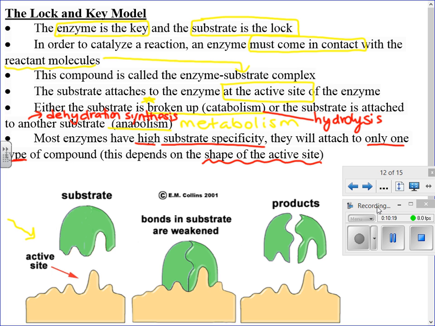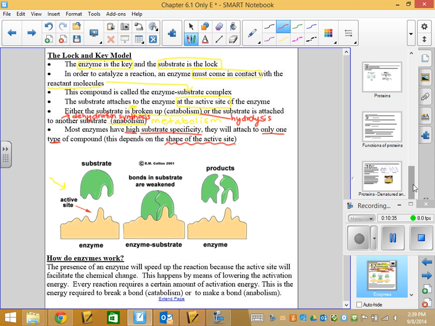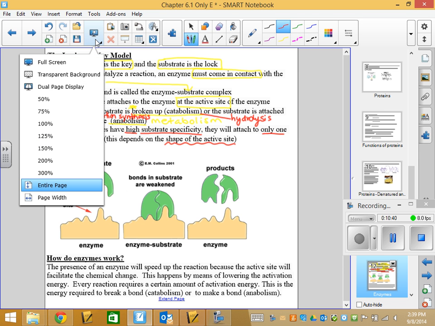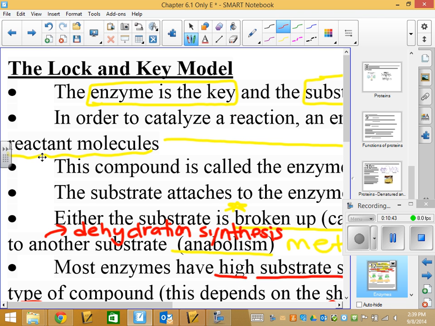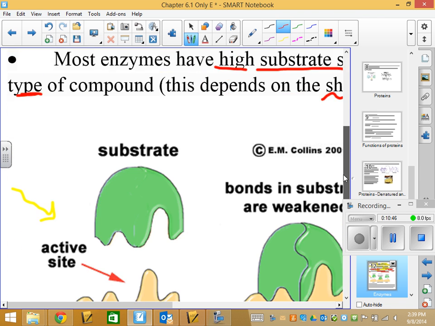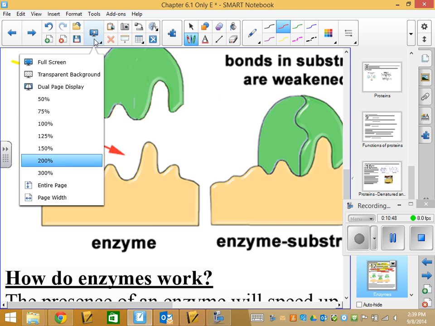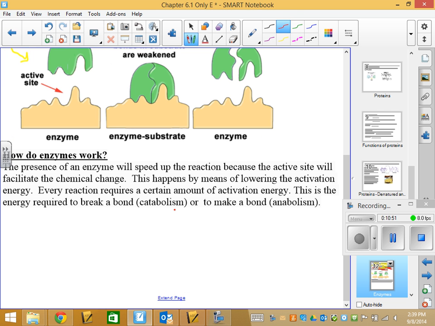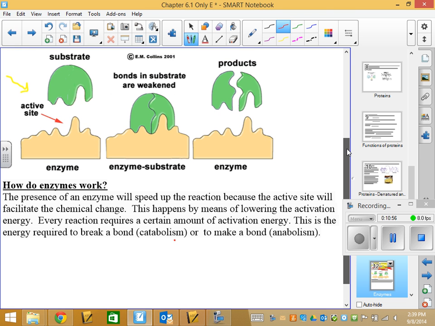Does anyone have any questions they'd like to ask about any of that information? So what I'd like to do next is show you what actually happens when those two things are attached to each other. We know that either they're going to be broken up or they're going to be put together, but we need to know a little bit more about why. So let's make this a little bit bigger. Oh, that's way too big. Let's just do page width. So this is the same picture. I'm not drawing something new. I'm just using the same picture to continue this.